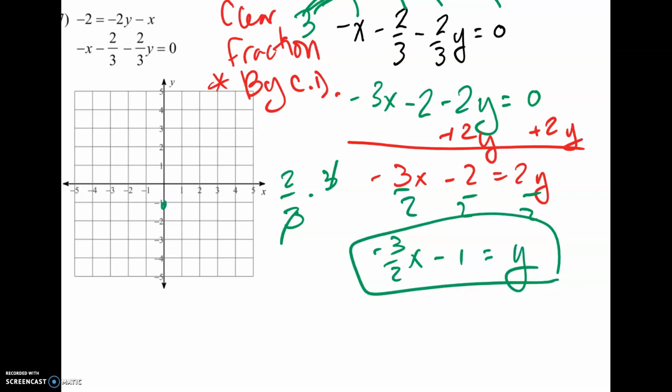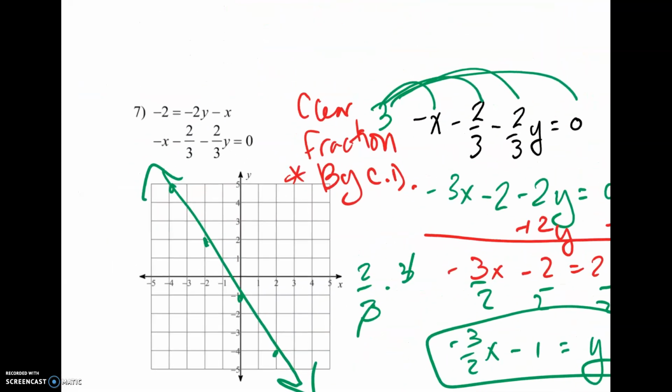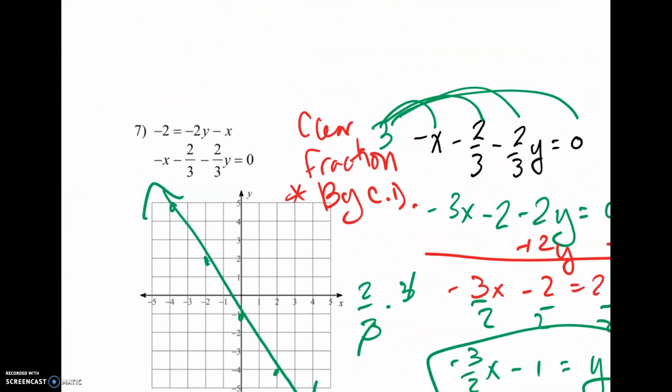So graph that. Notice I write my fractions like this, not like that. This is better because then I know when I graph it to go from this point down 3, forward 2. Continue the pattern. Bada bing. All right, and then that second problem over there, I'll work up.